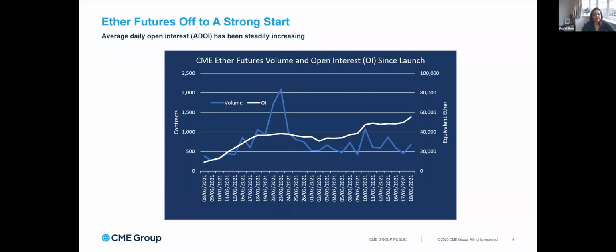The white line represents open interest, or the number of contracts that are held overnight, and day by day OI is growing. It's currently just over 1,300 contracts. So we're off to a really good start. We've got a growing order book, we're developing liquidity, we've seen some block trades come in, and yeah, we're really quite happy with the progress so far. Over 430 unique clients have traded so far. And what's interesting is that about 35% of that volume is actually traded outside US hours.